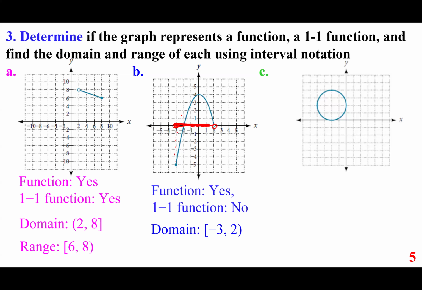What about the range? The range starts from here and it goes up to here. So everything is included in between. So bracket -5, comma 4, bracket. So the endpoints in both cases are included, everybody.